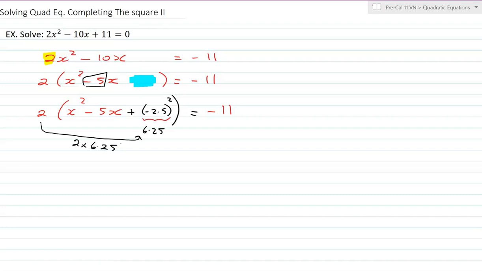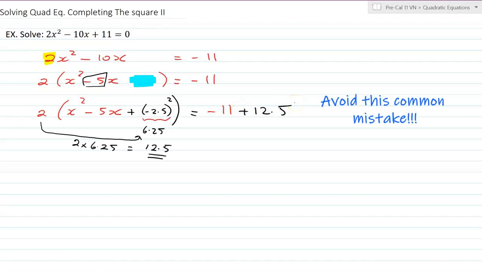That means we actually added 12.5, not 6.25, because that 2 in front that we factored, that actually counts. So what do we add? 12.5. We need to add 12.5 to the other side. Okay, very important. This is the part that most students make a mistake on. So now we're going to go ahead and finish this off.